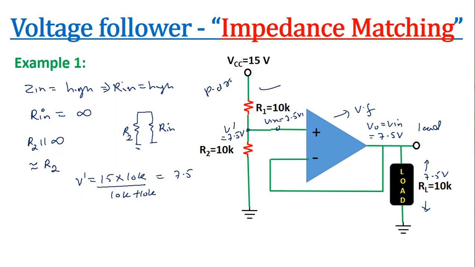Now why is this happening? Because the operational amplifier, as we know, has very high input impedance. So because of this high input impedance, the majority of the voltage will fall across it. This property is very useful to supply sufficient voltage to the load.